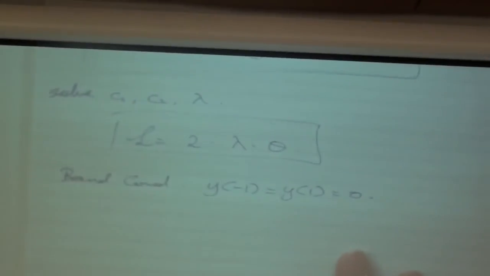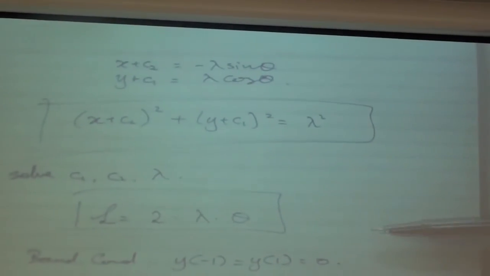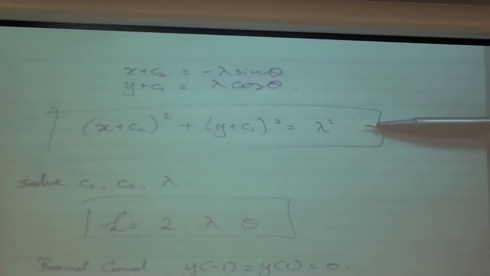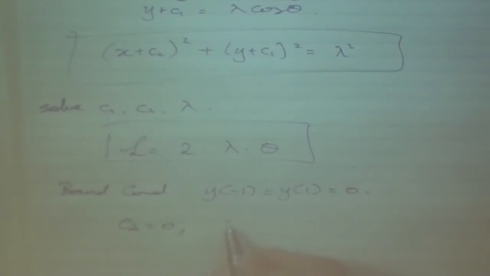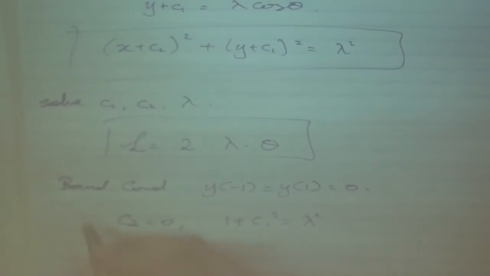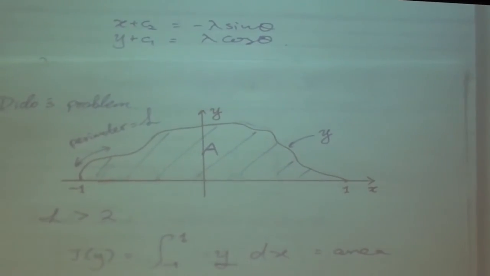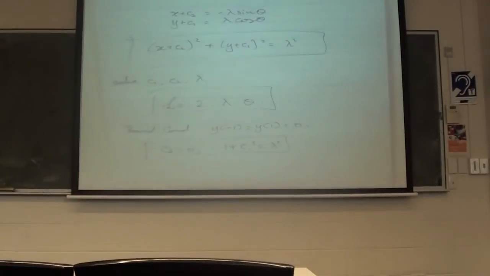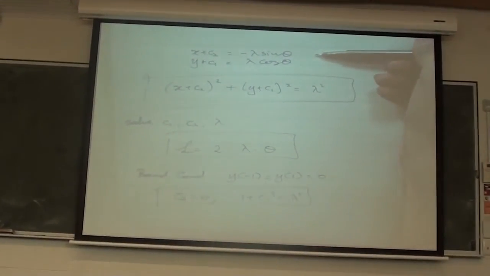Now once we have this boundary condition, what we could do is substitute these boundary conditions into the equation of the circle. If you do that substitution, you see that C2 equals 0, and in particular, 1 plus C1 squared equals lambda squared. Of course, that fits with our picture here, because if it's a circle, it's symmetric, and it must be centered around the y-axis. That's why C2 equals 0. That tells you it's the y-axis.